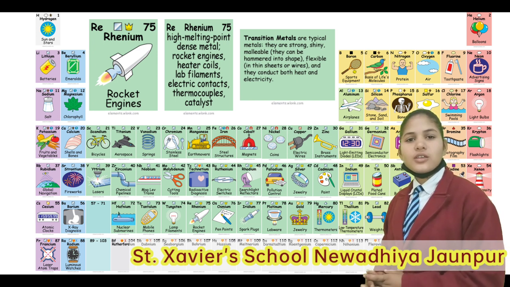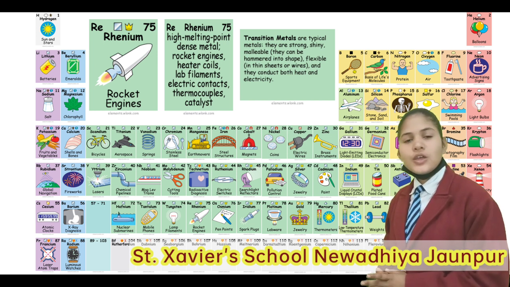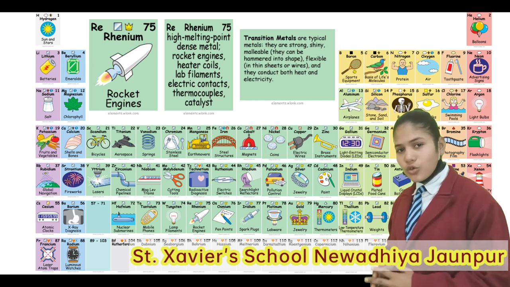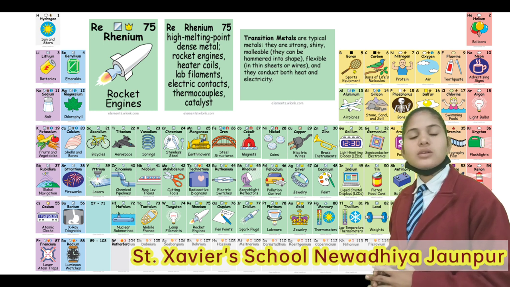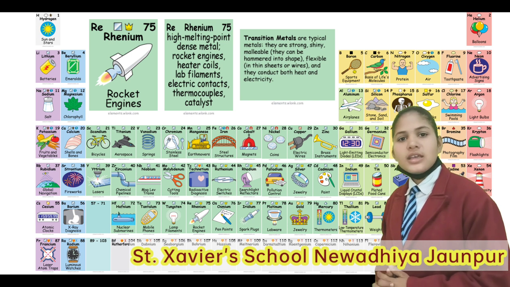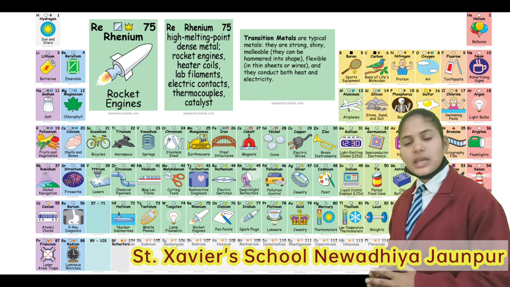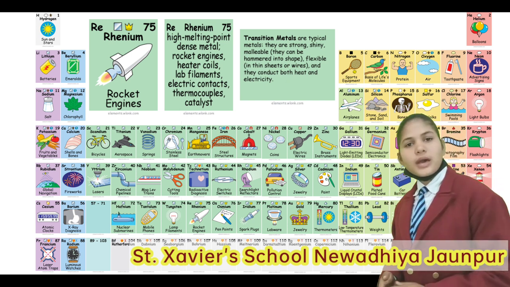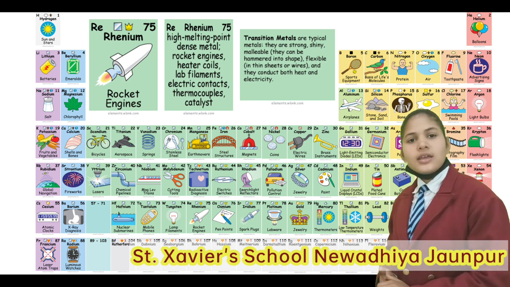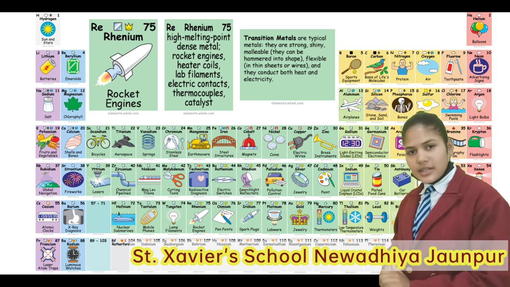Bromine. Bromine is used in photography film. Krypton. Krypton is used in flashlights. Rubidium. Rubidium is found in global navigation. Strontium. Strontium is used in fireworks. Yttrium. Yttrium is used in lasers. Zirconium. Zirconium is used in chemical pipelines. Niobium is used in magnetic trains. Molybdenum is used in cutting tools.